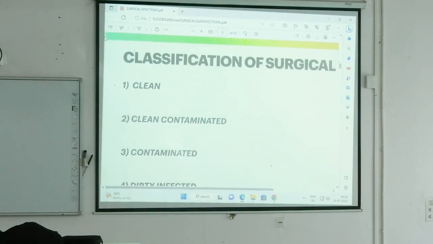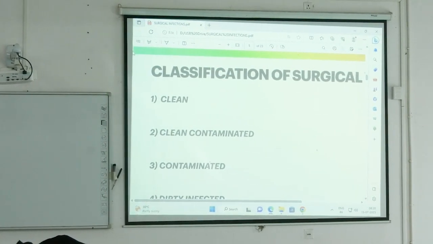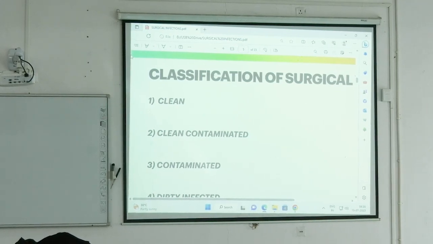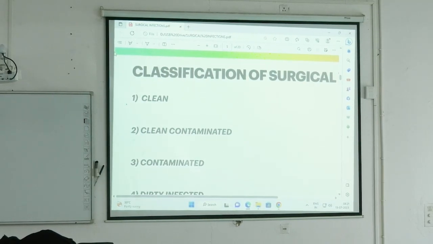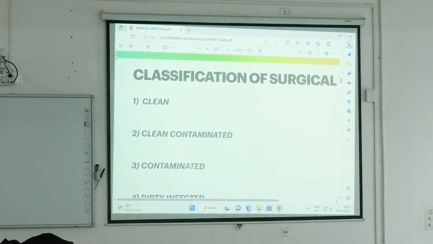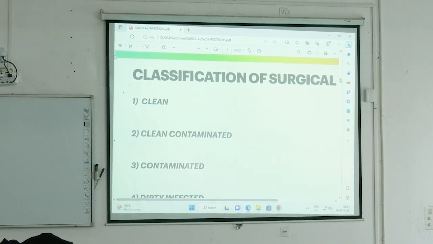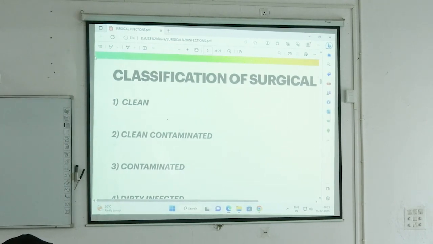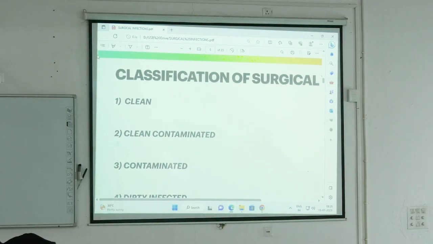A clean wound is a wound which happens when we do a planned surgery and there is no contact or contamination or breach of the respiratory tract, the alimentary tract, the urinary tract and the genital tract. As we all know, in our respiratory tract there are millions and billions of pathogens and bacteria. Every human being's alimentary tract has millions and billions of bacteria. So if they are not breached, it becomes a clean wound. Am I clear? If you face any difficulty, please interrupt.